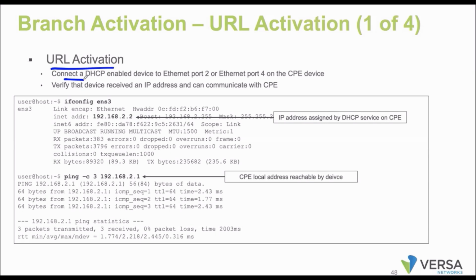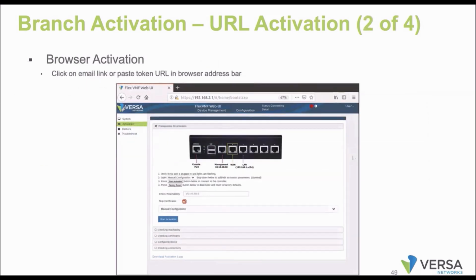Okay, so the end user should connect his end system to Ethernet 2 or Ethernet 4. It has the LAN IP addresses, so the end system is connected on either of these two ports. Once you are connected, at the end system we verify whether we received the IP address or not. If you have received the IP address, just verify the reachability towards the LAN interface. Right. This is one of the activation steps.